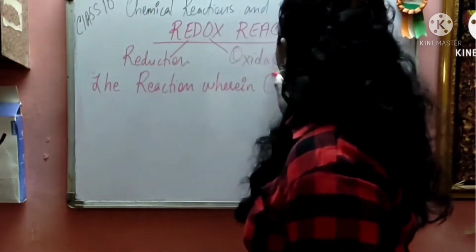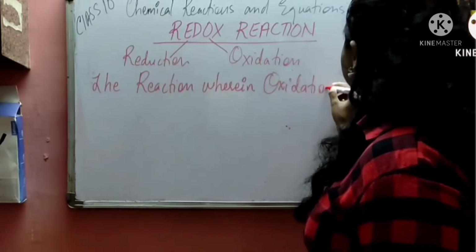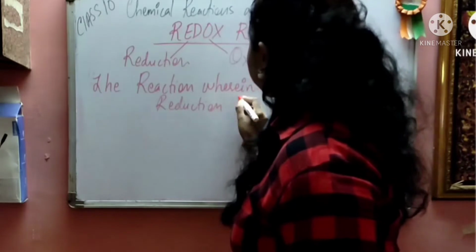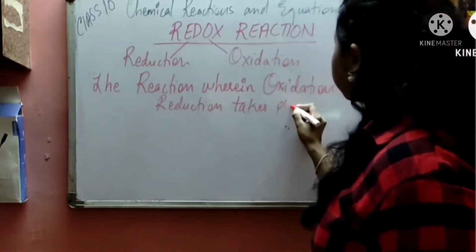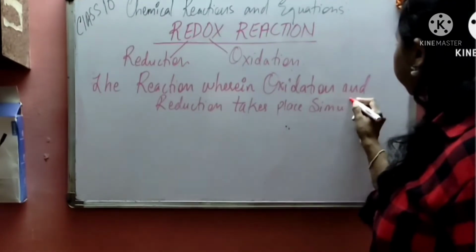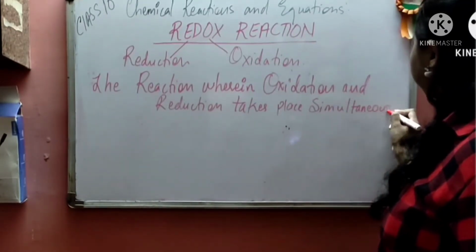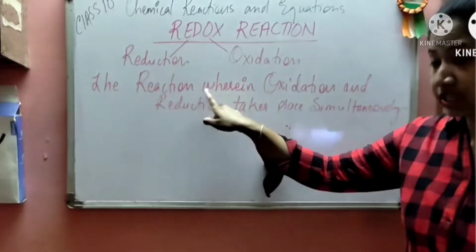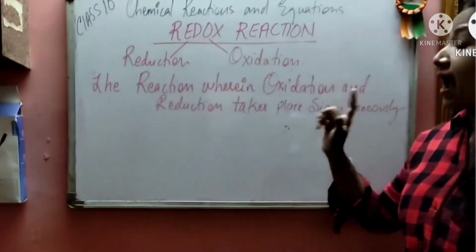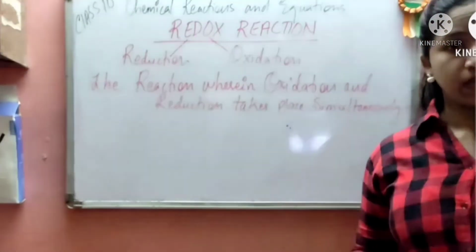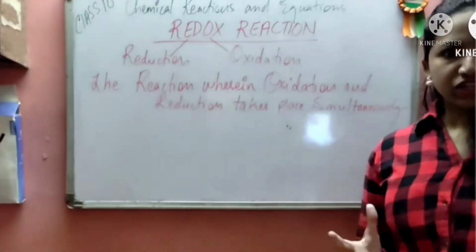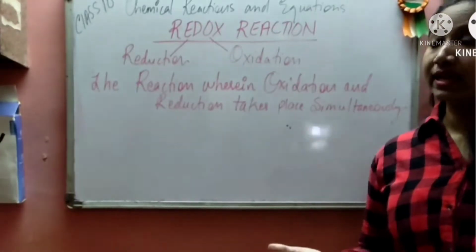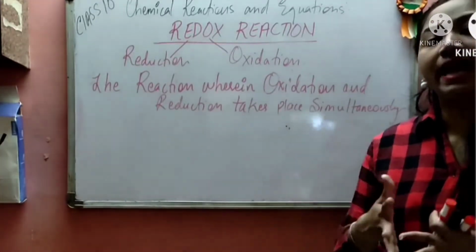Basically, a redox reaction is the reaction wherein oxidation and reduction take place simultaneously. So it's a reaction wherein reduction and oxidation take place simultaneously. What is simultaneously, guys? Simultaneously is basically at the same time.